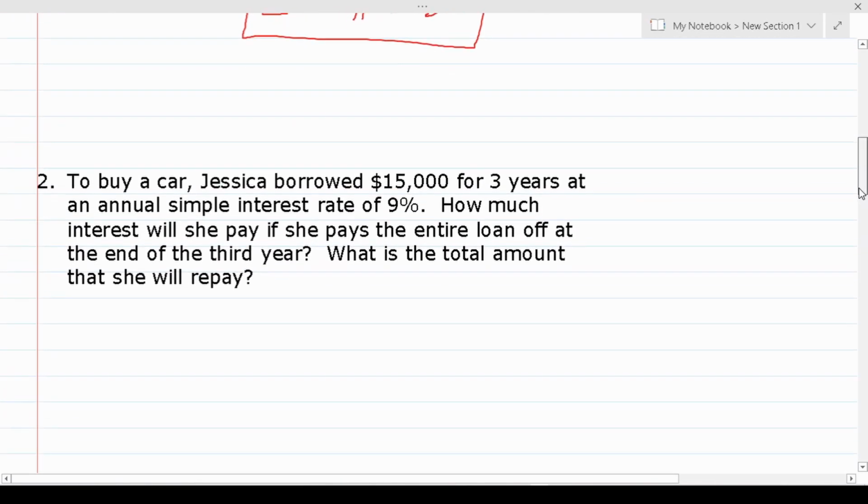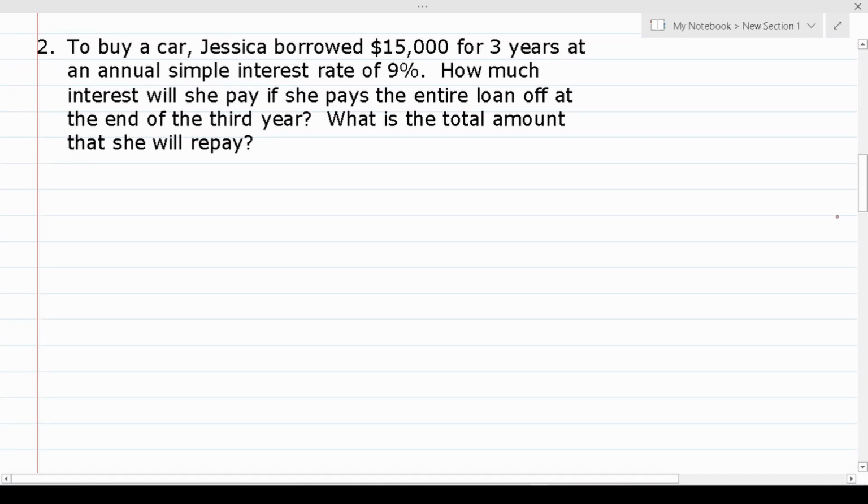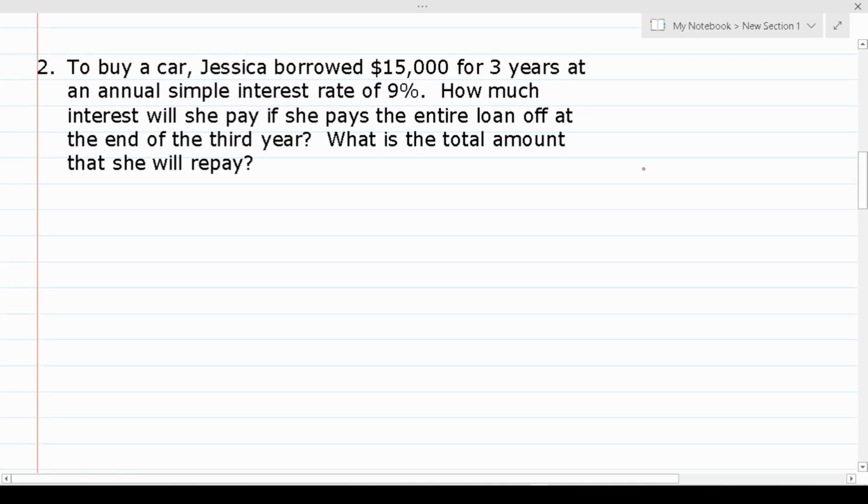All right, so let's move on to number 2. It says, to buy a car, Jessica borrowed $15,000 for 3 years at an annual simple interest rate of 9%. How much interest will she pay if she pays the entire loan off at the end of the 3rd year? And what is the total amount that she will repay? Okay, so we're being asked to do 2 things in this case. We want to figure out what the interest is, and then we want to figure out what the total amount she'll have to pay back is.